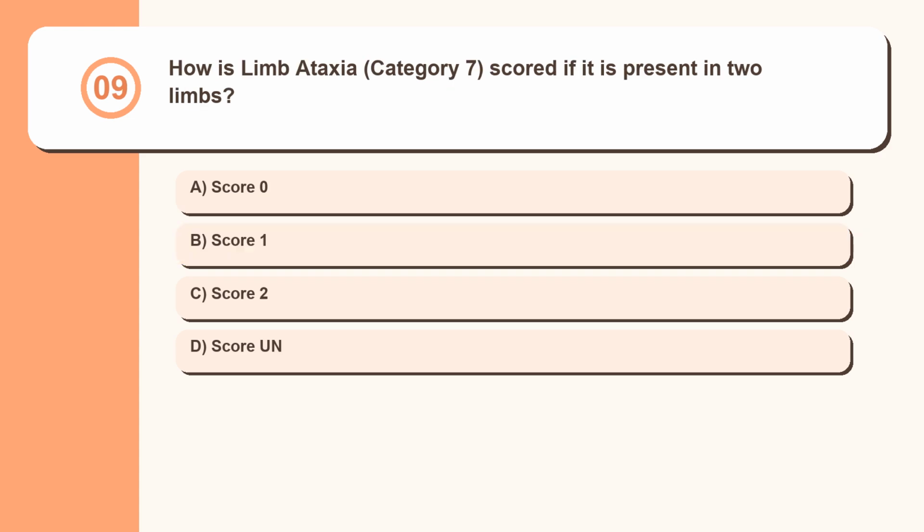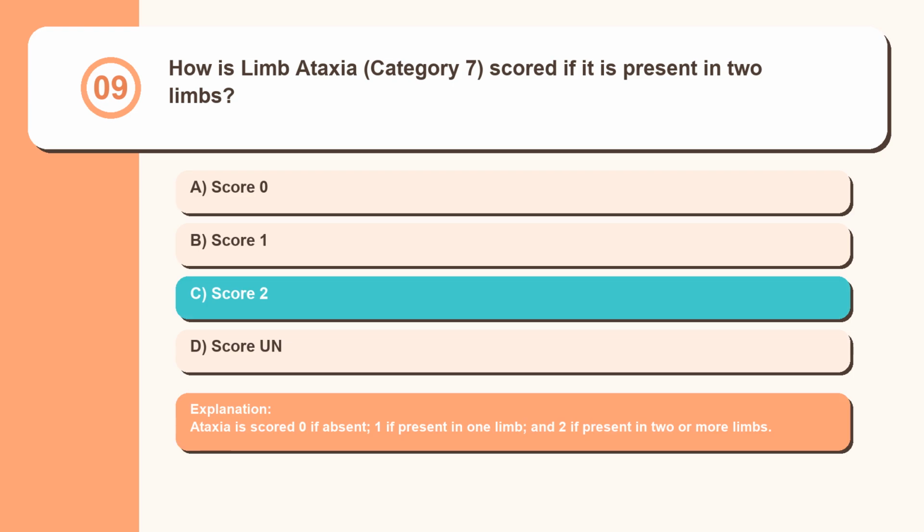Question 9. How is limb ataxia, Category 7, scored if it is present in 2 limbs? Score 0, score 1, score 2, score UN. Ataxia is scored 0 if absent, 1 if present in 1 limb, and 2 if present in 2 or more limbs.